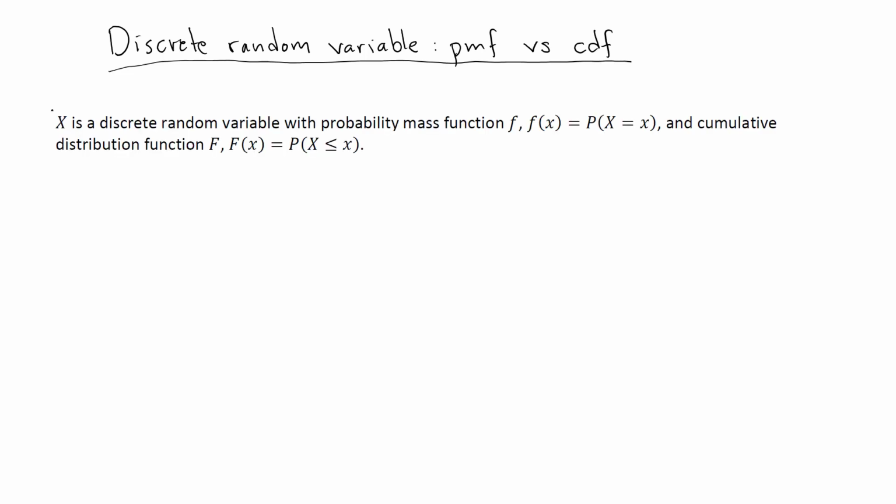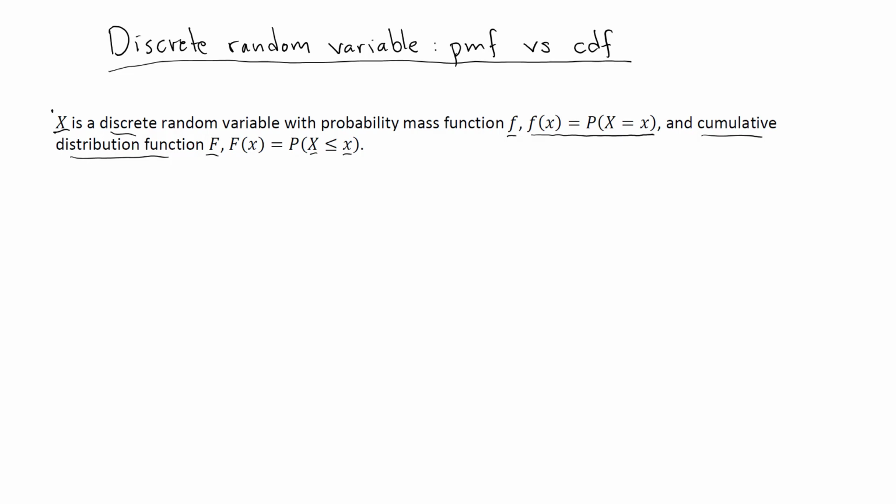So here is the background, X. That's my discrete random variable. It has a probability mass function, which we denote by lowercase f. It is defined like this: the probability that the random variable will take the particular value lowercase x. The cumulative distribution function, the CDF, on the other hand, is defined as the uppercase F function.